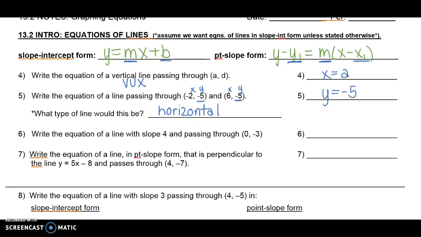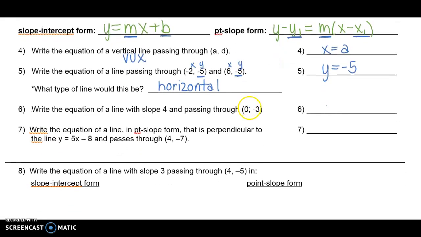Write the equation of a line with a slope of 4 and passing through 0, -3. So already I know my slope is 4, and then passing through 0, -3. The only way that we can identify this as the y-intercept is because our x value is 0. So this is our y-intercept, 4 is our slope. So it's pretty straightforward. When we're creating our slope-intercept form, our m value is 4, our b value is -3. So there, we're done.